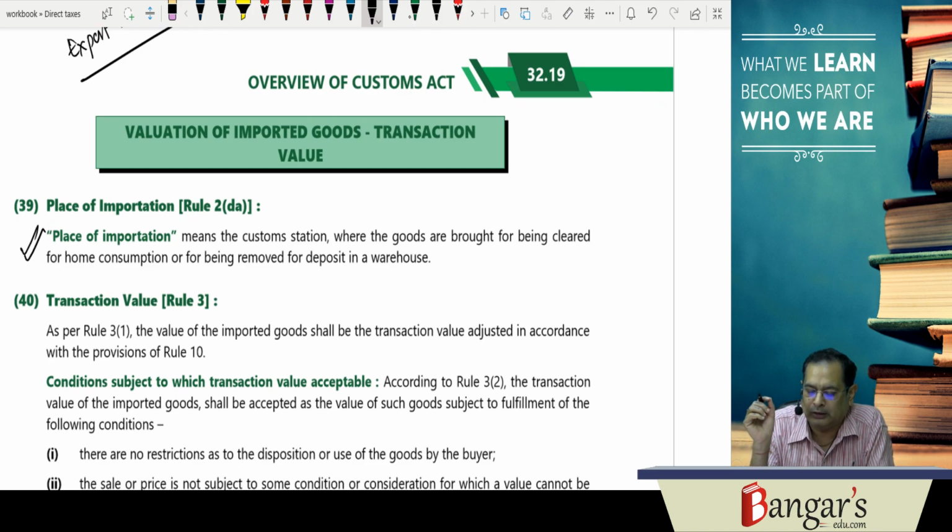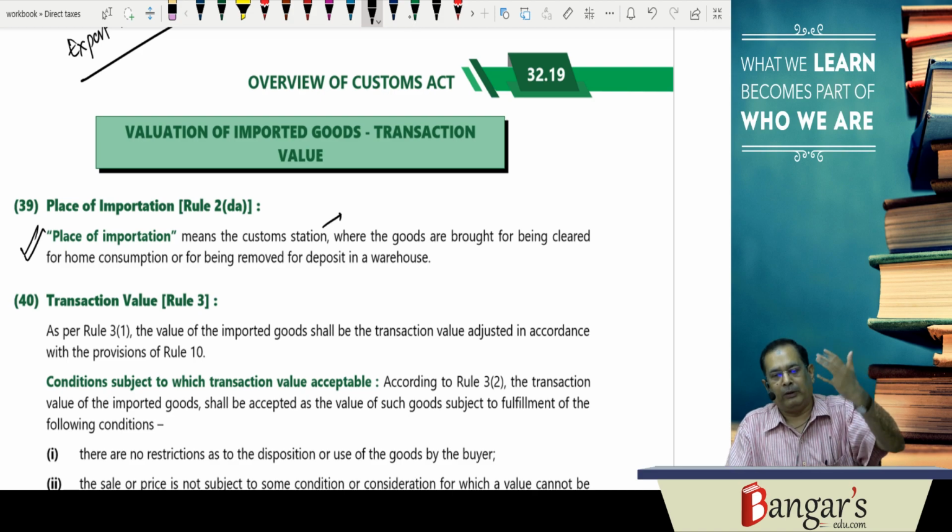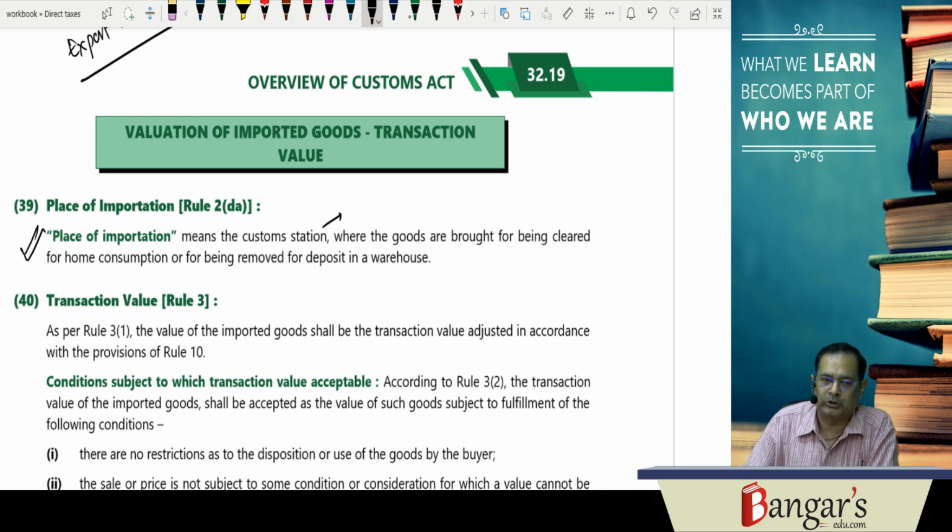Definitions have been provided. It means the customs station where the goods are brought for being cleared for home consumption, and that may be, say, Mumbai port, or it may be Visakhapatnam port. So the place where the goods are brought for being cleared for home consumption or for being removed for deposit in a warehouse.